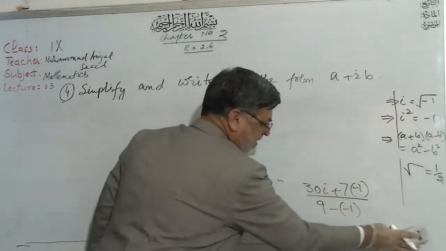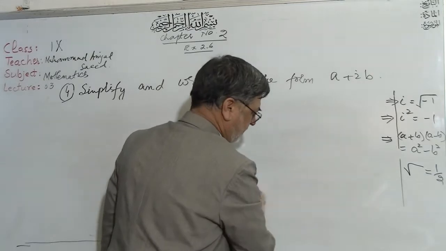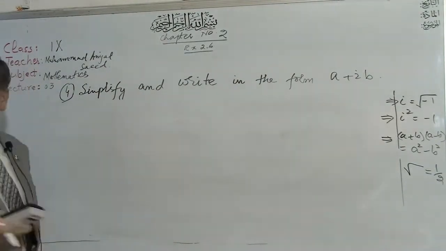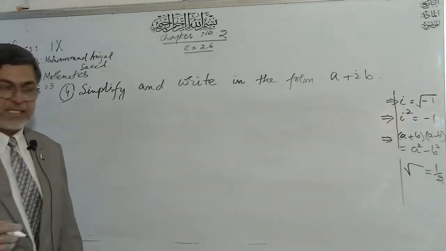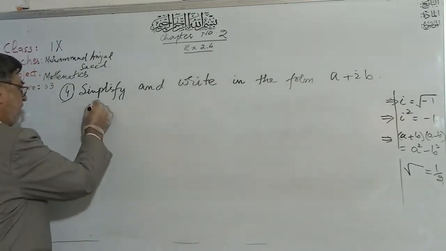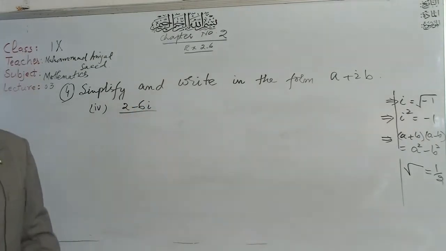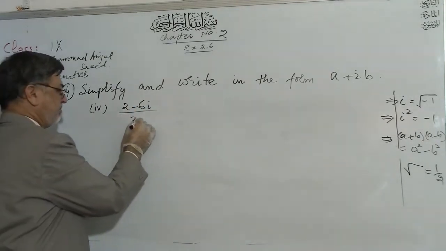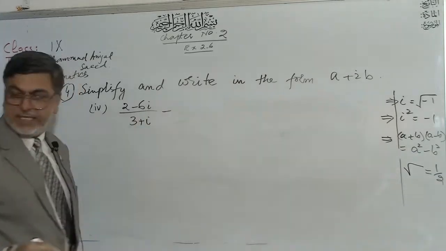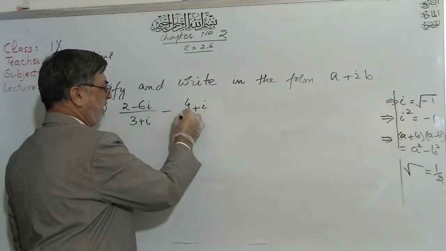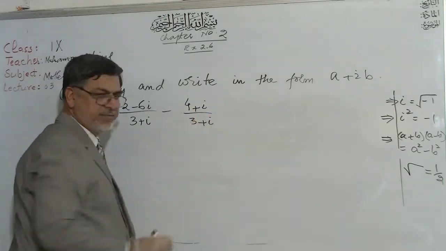Part number 4, question number 4. It's also a very easy question, don't worry. It is (2 minus 6 iota) divided by (3 plus iota), then minus (4 plus iota) divided by (3 plus iota).